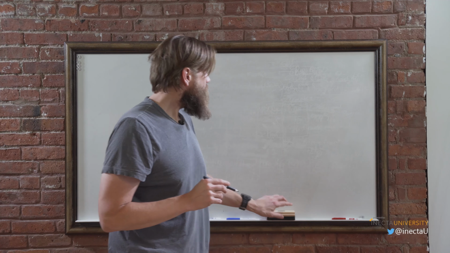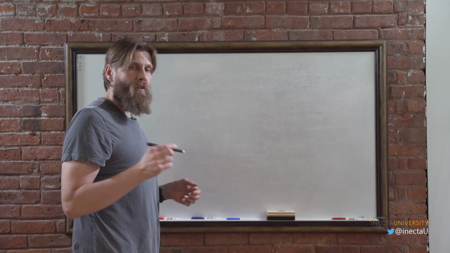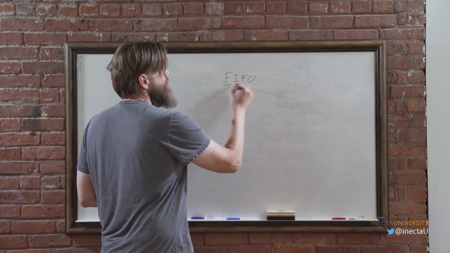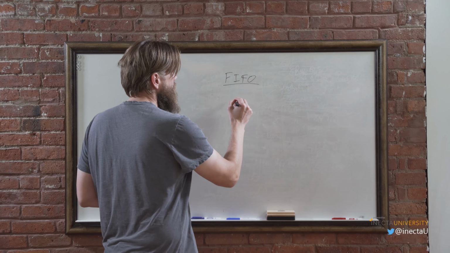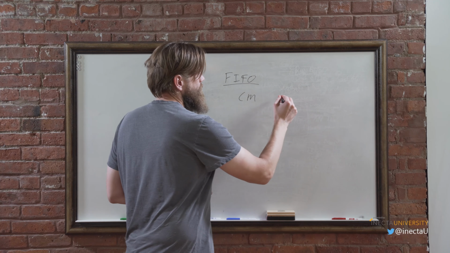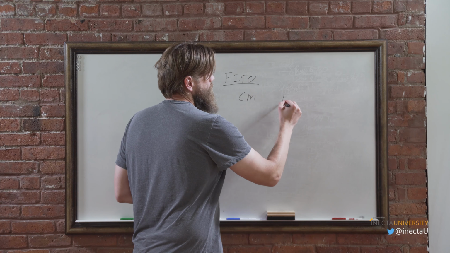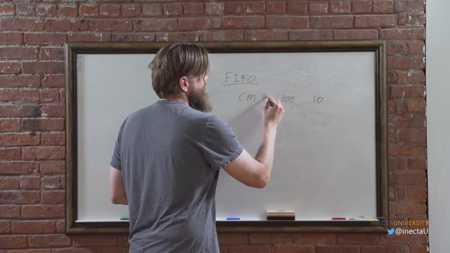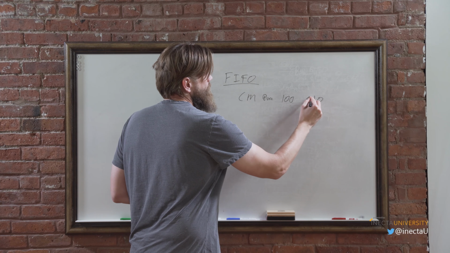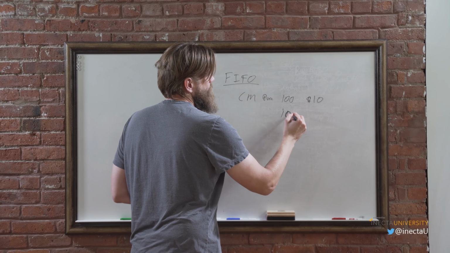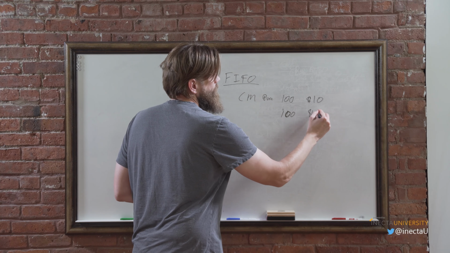We're going to talk about FIFO. Basically, FIFO is a very simple inventory system. We're going to create the FIFO coffee mug, and I think we'll just buy, let's say, 100 at $10, so that's a purchase at $10, and then another 100 at $11.